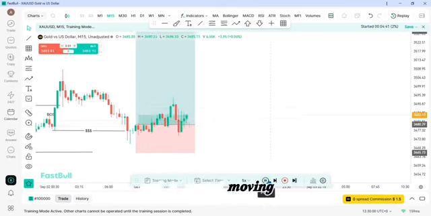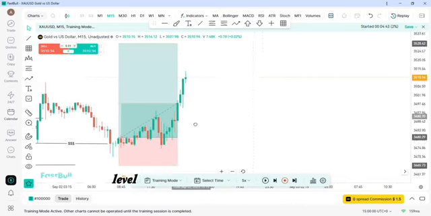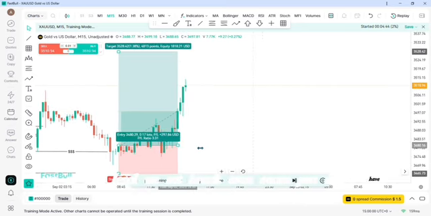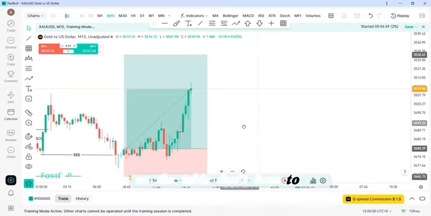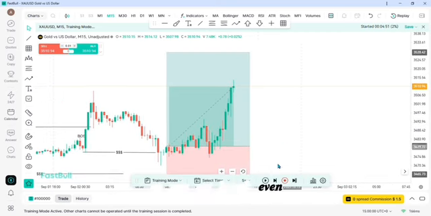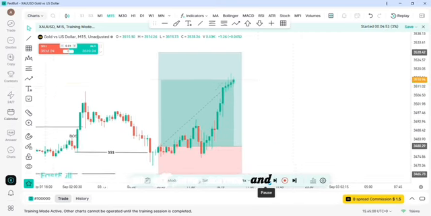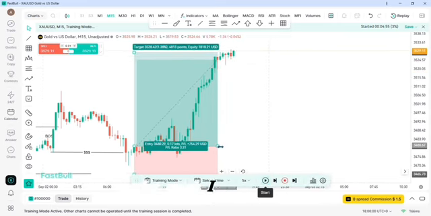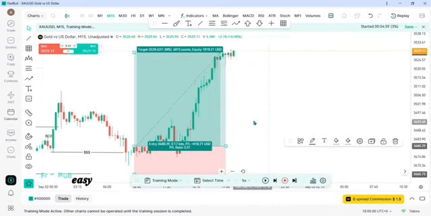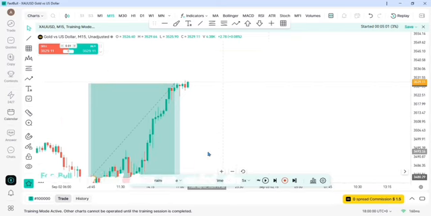Then it started moving up. So at this level, we set break even, because you don't have to keep money on the table. You don't have to leave your money on the table. So you set break even, and then you go off your screen, and then you can see, boom, market smash, take profit. It's easy. And then we ended the day.